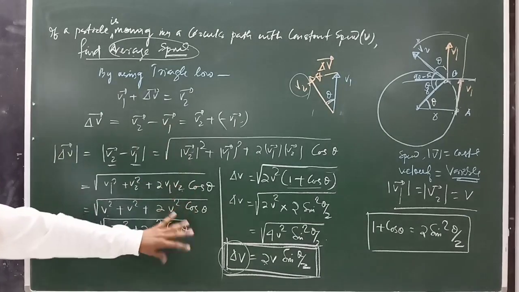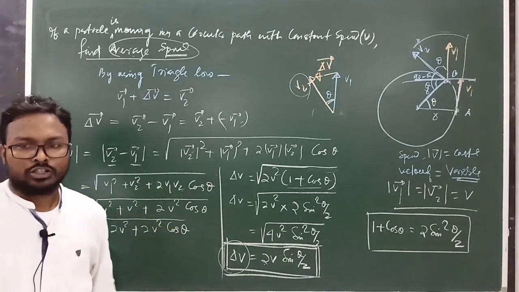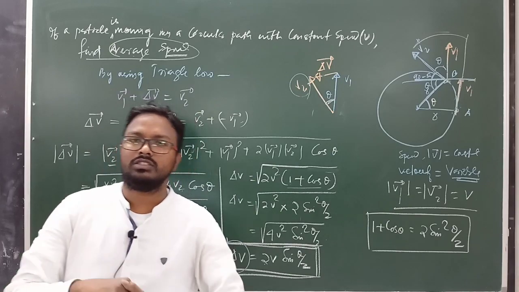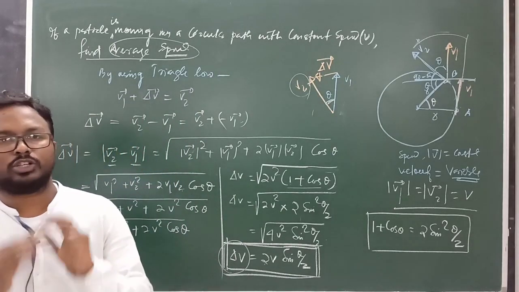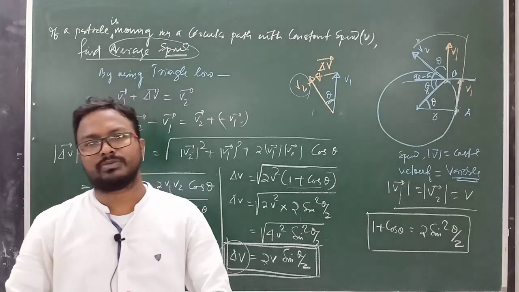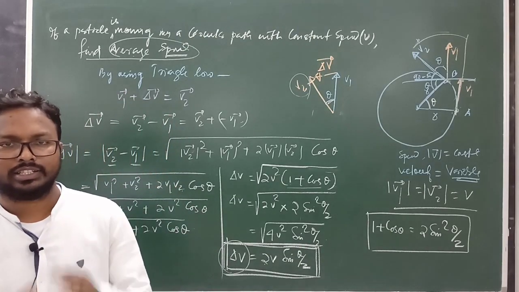Clear? So this is by using subtraction of vectors. So these are all about the polygon law of vector addition, the equilibrium condition, and the properties of addition and subtraction of vectors. Clear? Thank you all.